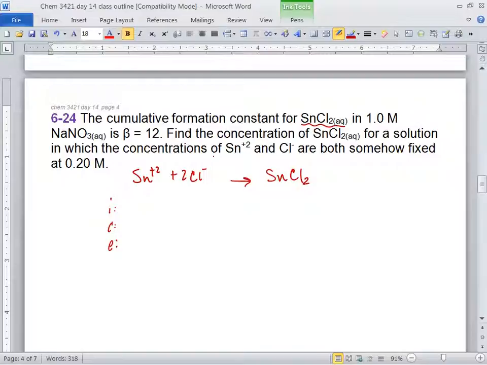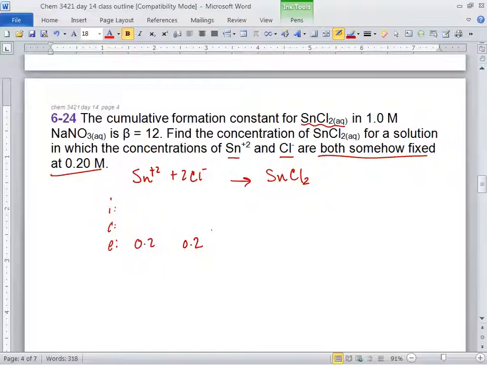What are the values? What would you put in the initial row? Both tin and chloride are somehow fixed at 0.2. We kind of had a problem like this last time, and it's confusing. That 0.2 is the equilibrium concentration. It's fixed there. So yeah, you can write 0.2 here, but it's kind of confusing because it's really down here. It's the final concentration. Somehow they fixed these at 0.2. That's what it says.